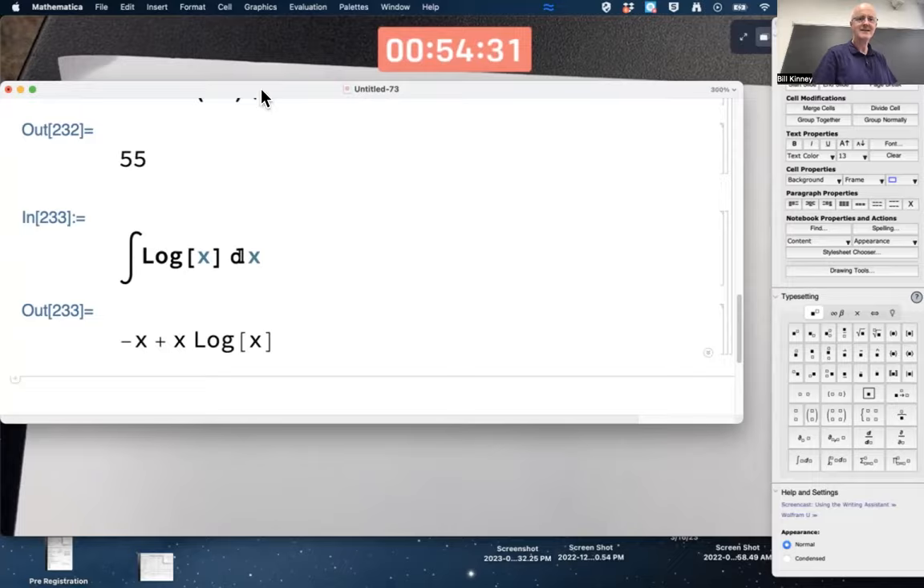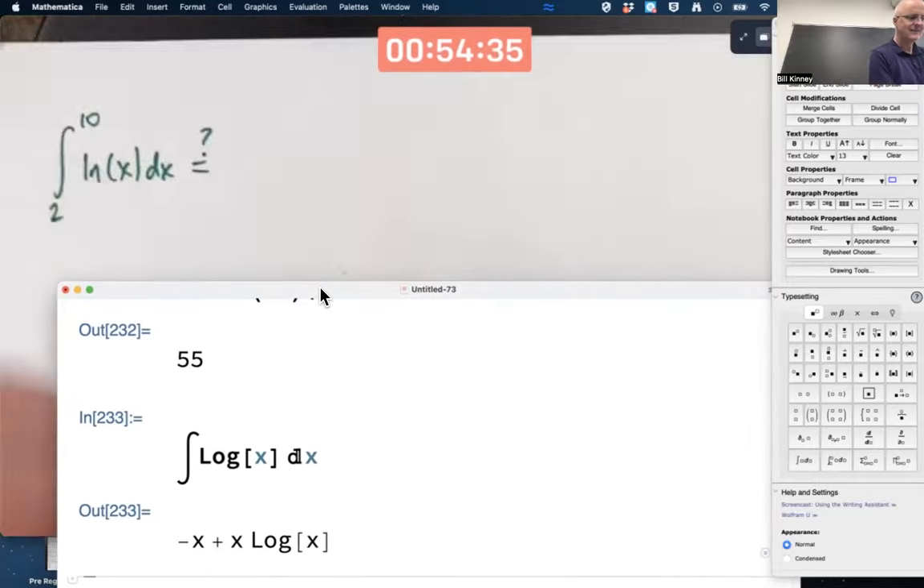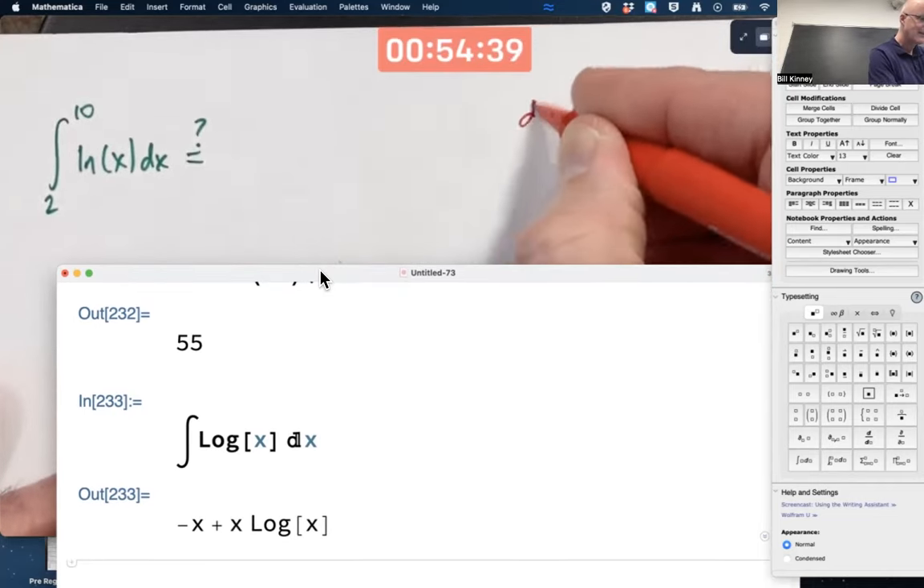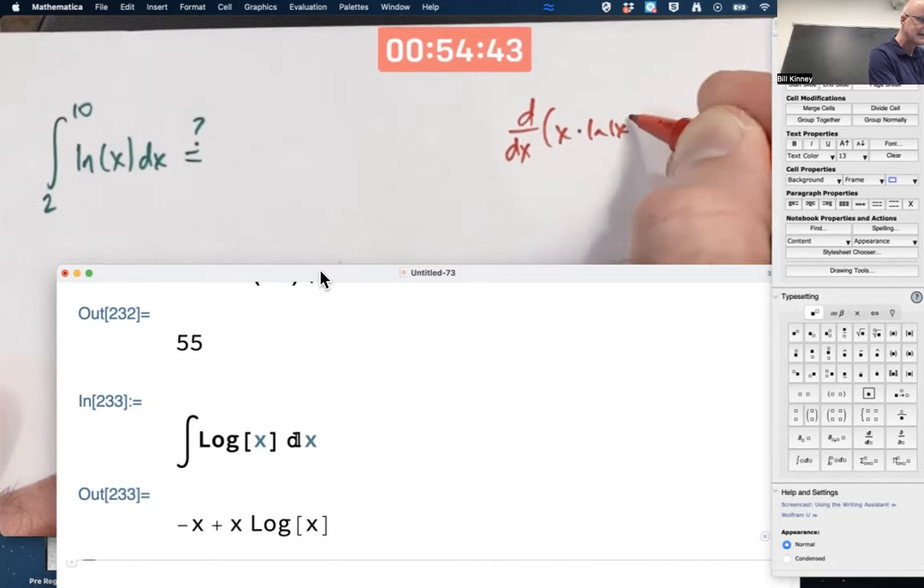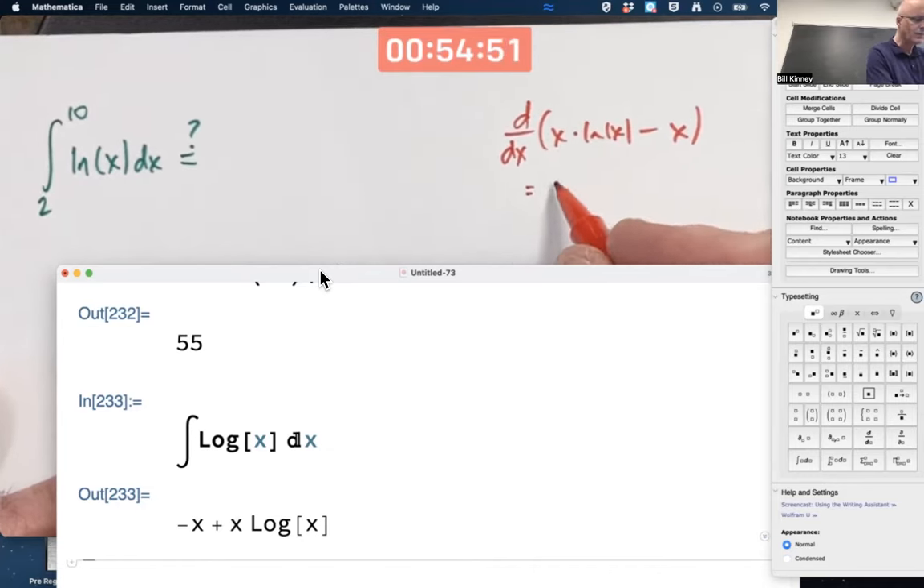Mathematica is saying the answer is x times natural log of x minus x. Is that right? You can always check it. The derivative with respect to x of x times natural log of x minus x. Mathematica is, of course, writing it in the other order, but that's the way I would write it. I need the product rule. The derivative of x is 1.